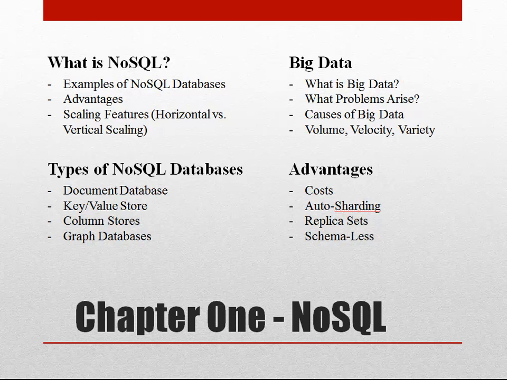There's 4 different types of NoSQL databases. There's document, which is what MongoDB is. There's key value stores, column stores, and graph databases. As I said, we'll talk about the advantages, some of which are the cost, auto-sharding, replica sets, and schemaless design.